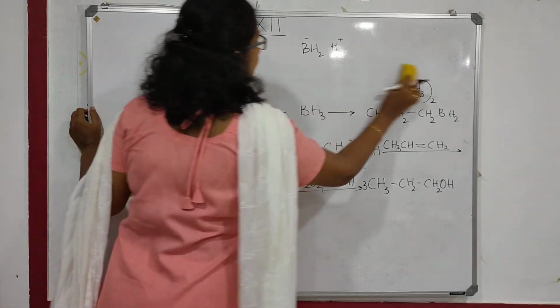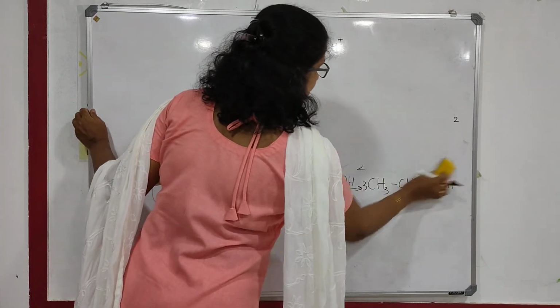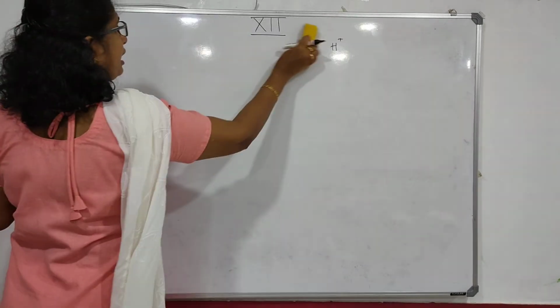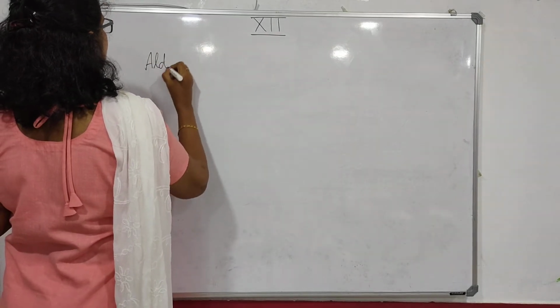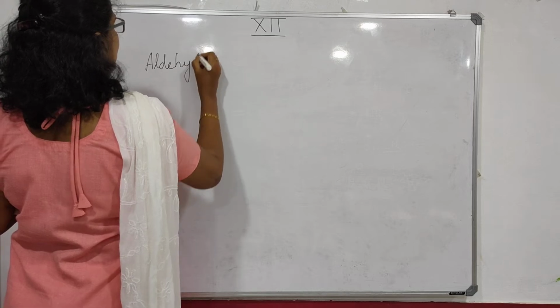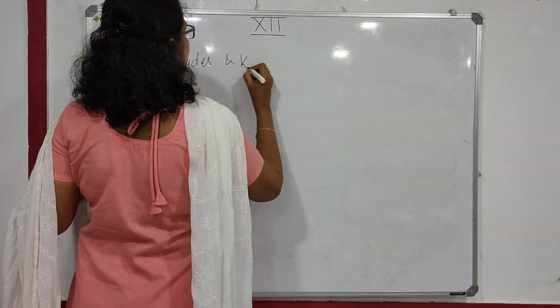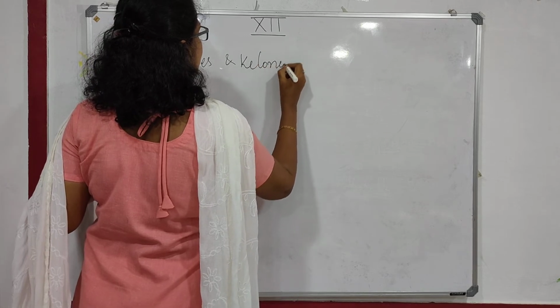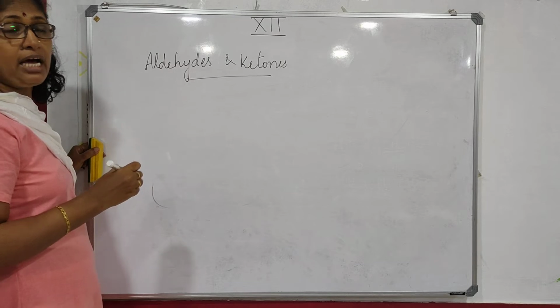Now next is preparation from a carbonyl compound. Carbonyl compounds are aldehydes and ketones. Why are they called carbonyl compounds? Because both of them contain the C=O group. So the carbonyl compounds, that is aldehydes and ketones, on reduction, when they are reduced.